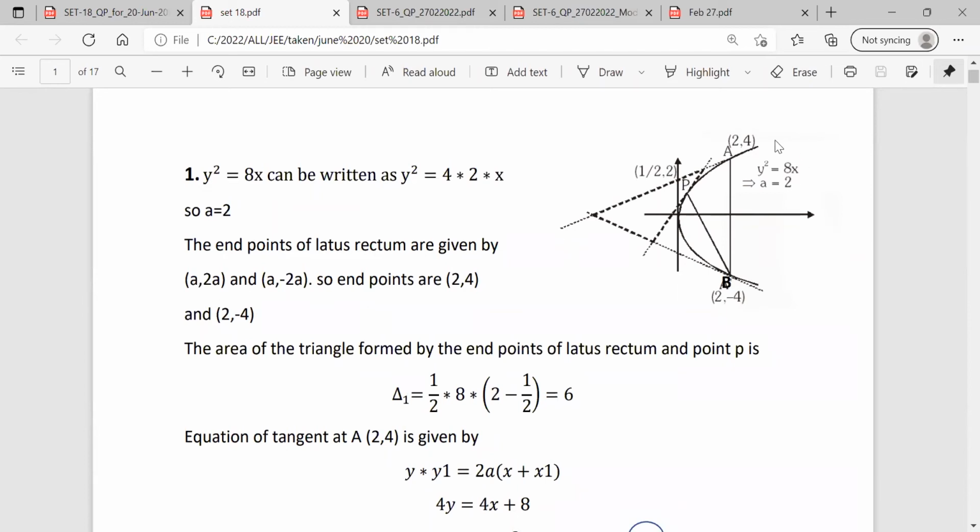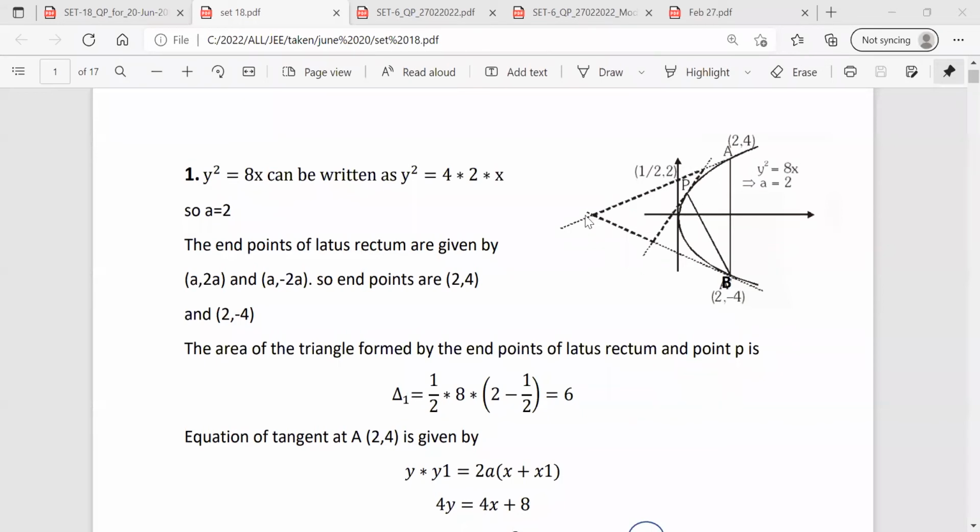Now we are going to have a deep look into this figure. Okay. So in this figure, you can see that this is the parabola. We have these points A and B, and we found the values of both the points. So A is (2, 4) and B is (2, minus 4). Then in the question, they have mentioned a point P, right? So here, this is the point P, and the value of point P is given in the question as (1/2, 2). So we have one triangle here.